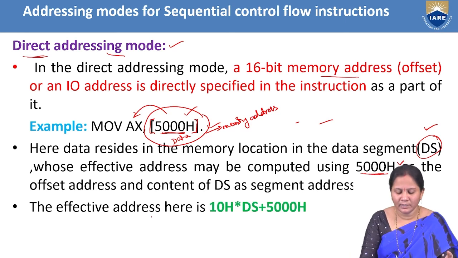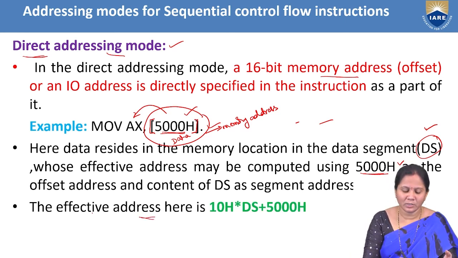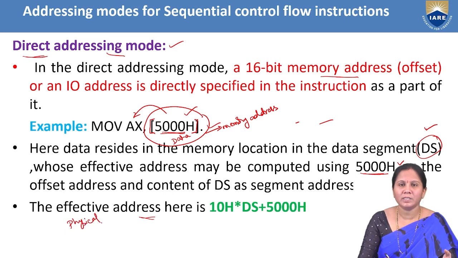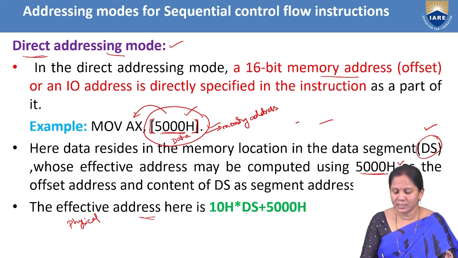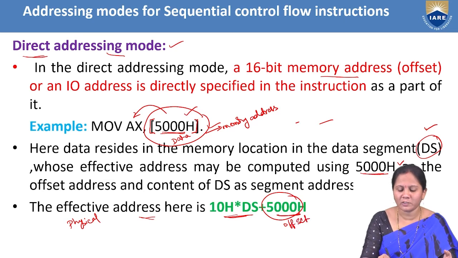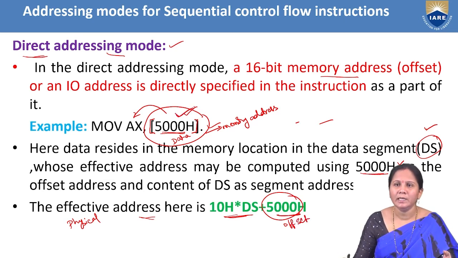Now, see here how to calculate the effective address. This effective address can also be called the physical address. The physical address size may be 20 bits, because the address bus size available in the 8086 microprocessor is 20 bit. So the effective address is segment address into 10 plus offset address. Here 5000H is the offset address that you have specified in the considered example.